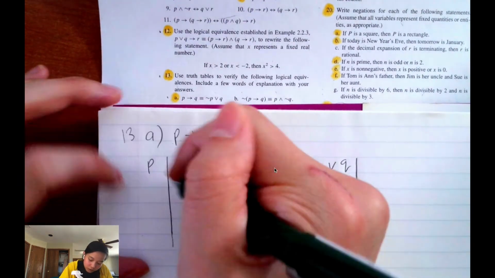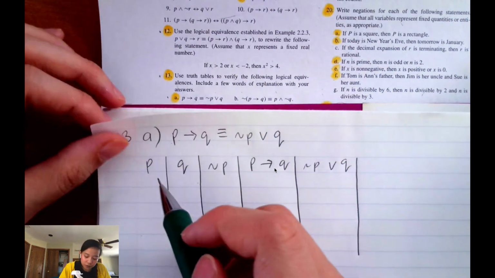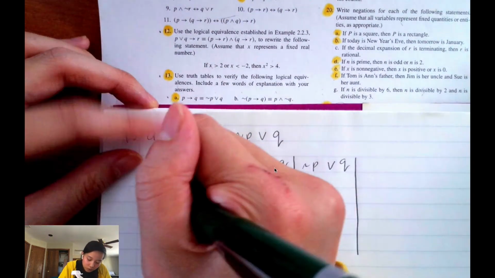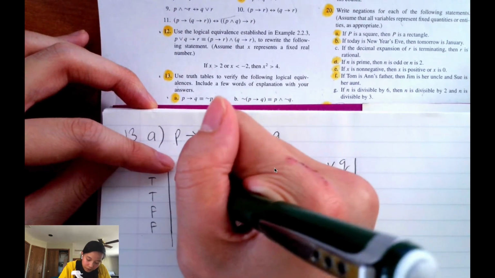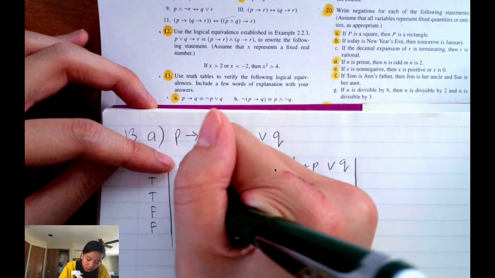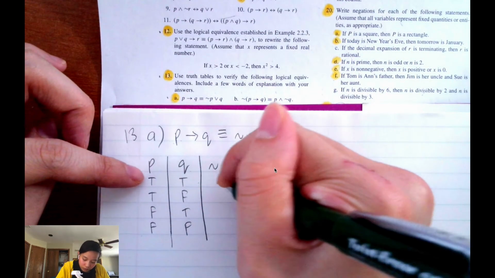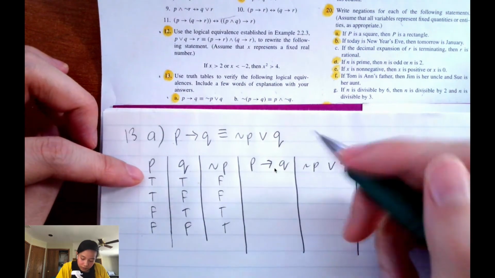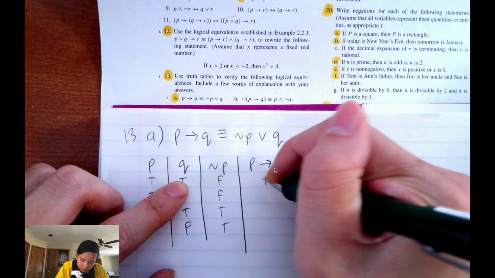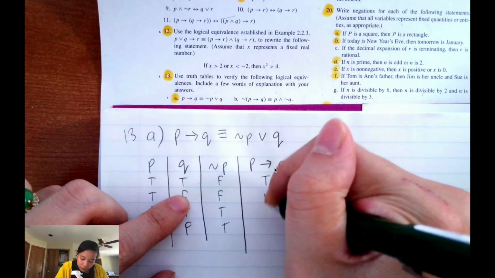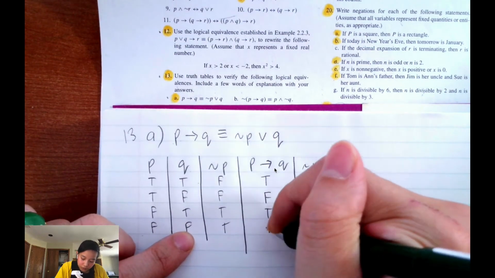Since there are only two variables, we can do our handy trick of getting all the possible truth values between two variables, which is true, true, false, false, and then we alternate between true and false. So true, false, true, false. The negation of P is false, false, true, true. And then P implies Q says true implies true is true, true implies false is false, false implies true is true, and false implies false is true.